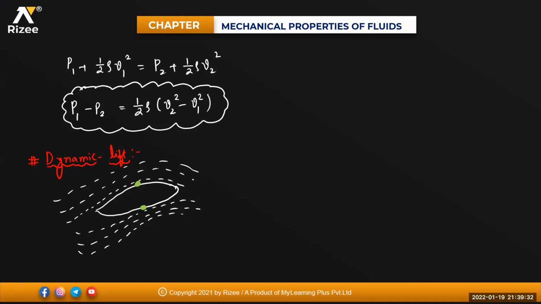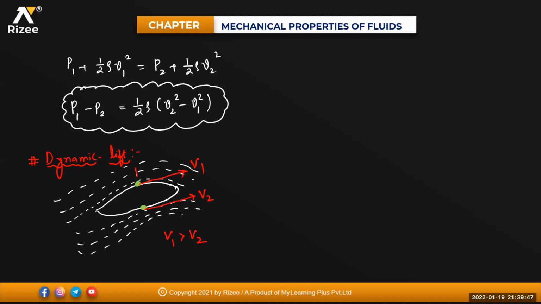Listen carefully. At this position, the velocity is V1. At this position, the velocity will be V2. Obviously, as the plane is moving in the upward direction, V1 must be greater than V2. Then only it will move in the upward direction.